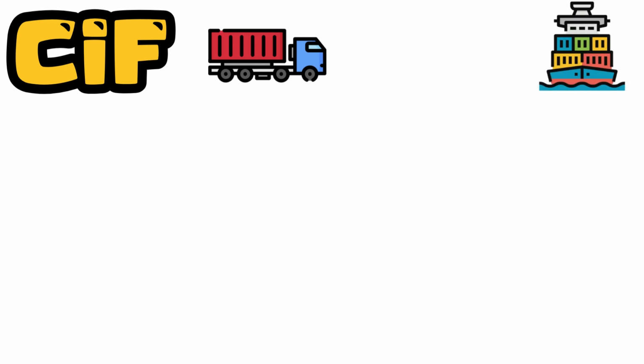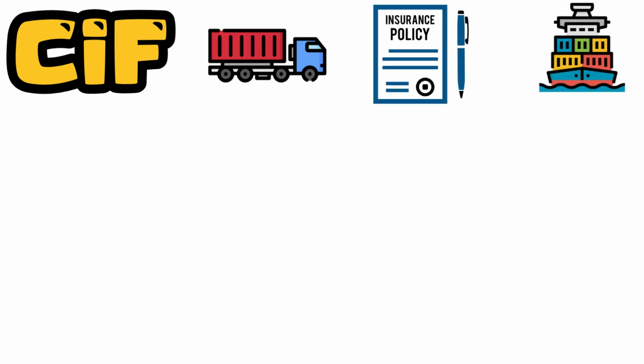3. CIF, cost, insurance, and freight. CIF is commonly used when the seller wants to take on more responsibility. In a CIF transaction, the seller is responsible for delivering the goods, paying for the freight to the named port of destination, and purchasing insurance for the goods. Risk transfers to the buyer once the goods are on board the vessel.